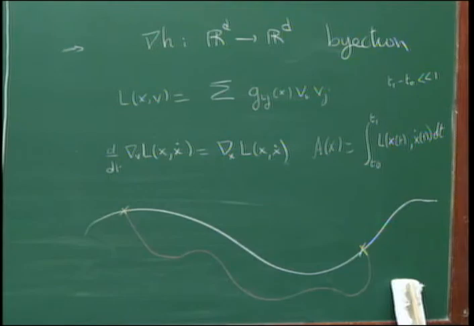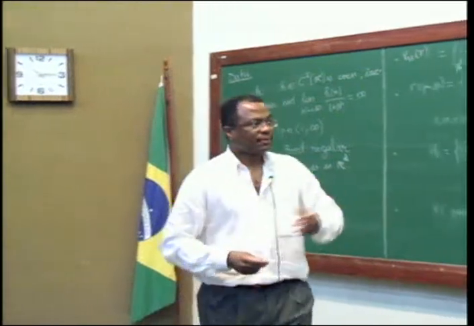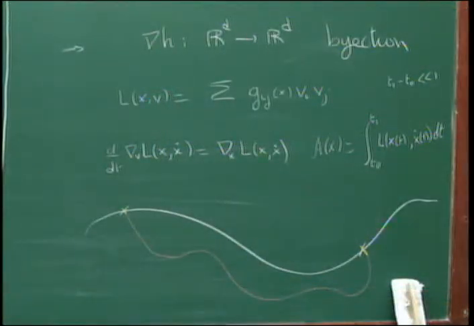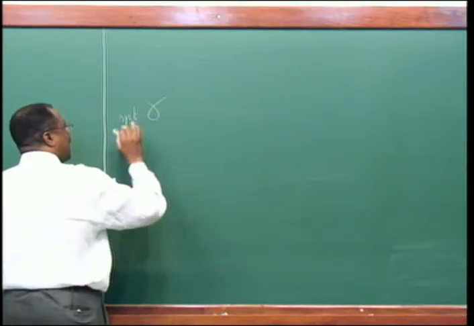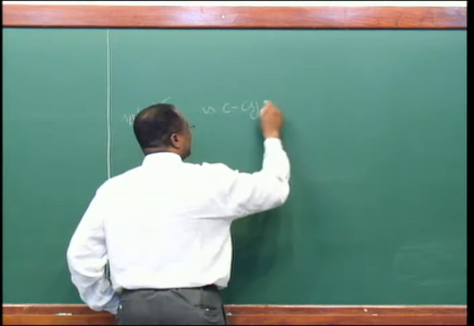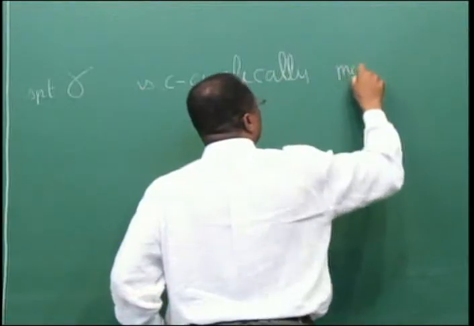The result I am going to state is the analogous result of that. The analog of my ODE: I take gamma, I look at the support of gamma, and I impose a geometric condition on it. It is c-cyclically monotone.